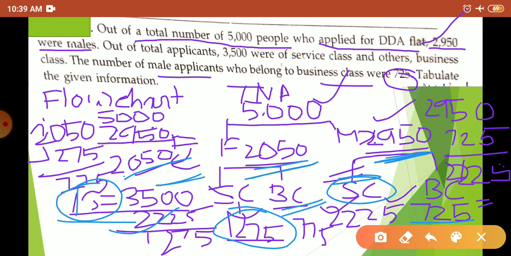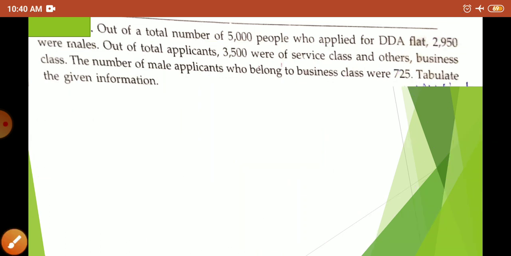Okay students, I think you are able to understand. I am not feeling very fine writing with the stylus, so there is a problem with the writing. Okay, I think you are able to understand.